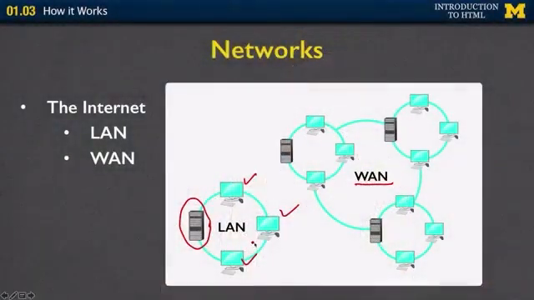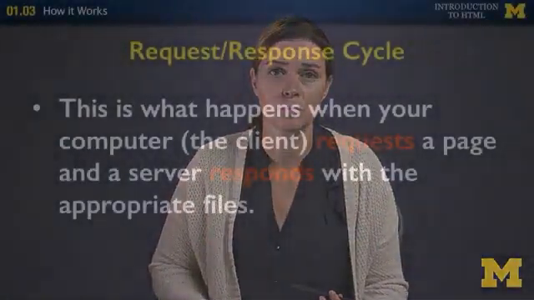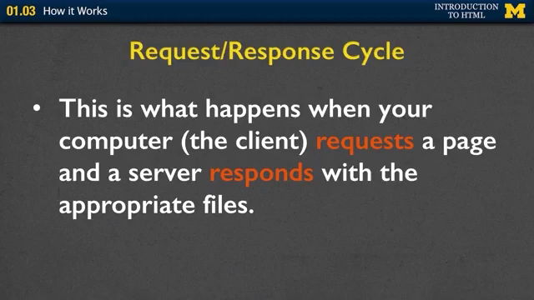So a local area network is kind of like your office building. A wide area network might be a university where you want to be able to share servers across multiple buildings. The largest wide area network is, of course, the internet. So now we get back to that question of what happens when you type something into the URL. What you're doing is that you, the client, are requesting a web page, and the server needs to respond with the appropriate files.